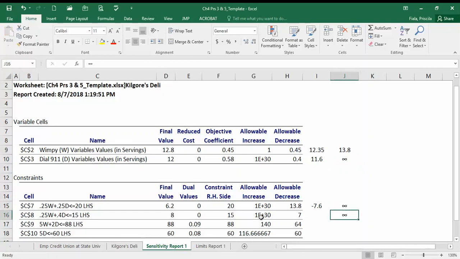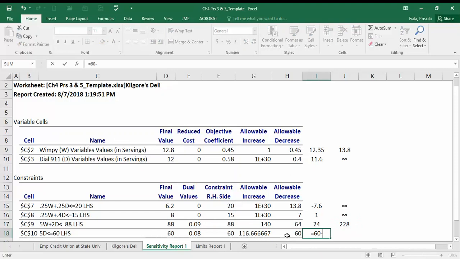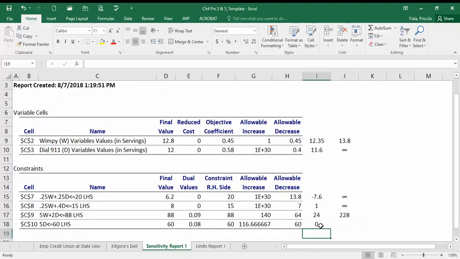Do you see how it's infinite? So my increase is infinite. My decrease allowable is my final value minus my allowable decrease. And then you can do that for the rest. So it equals my final value plus my increase, and then here it equals 60 minus my decrease. So you really don't have much, you cannot change anything.